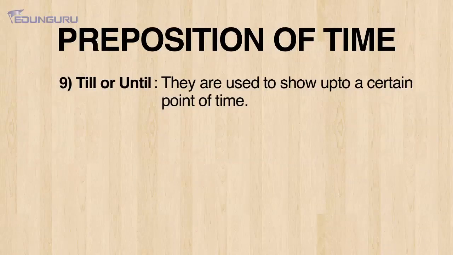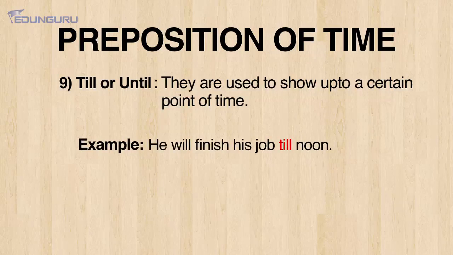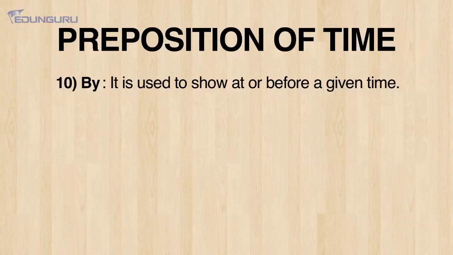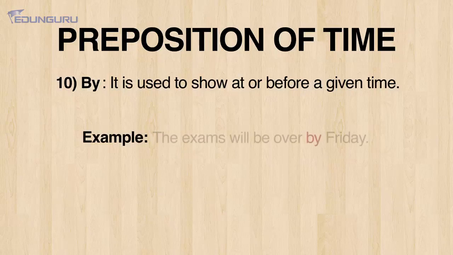Moving on to the ninth one, till or until. We use till or until to show up to a certain point of time, that is that time. For example, he will finish his job till noon. The 10th one is by. We use by to show at or before a given time. For example, the exams will be over by Friday.